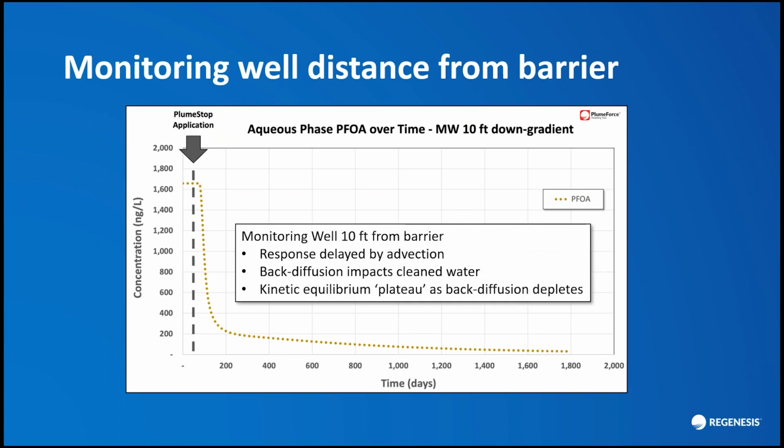This may or may not be noticeable depending on the monitoring frequency, but more importantly, we can see the kinetic equilibrium plateau as the down gradient equilibratory back diffusion impacts the clean water exiting the barrier. The back diffusion rate decreases with time as the matrix reservoir depletes, and the plateau declines with this. The comparison of data from a down gradient well, such as this, with an in-barrier well enables us to calibrate the back diffusion parameters in the model, which in turn enables improved forward projection.